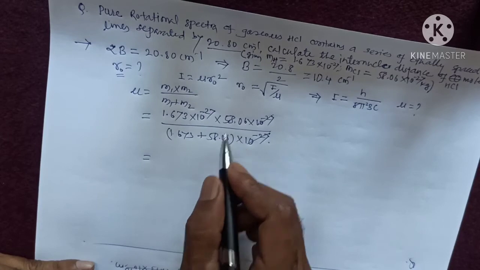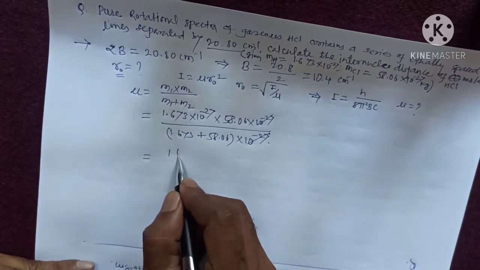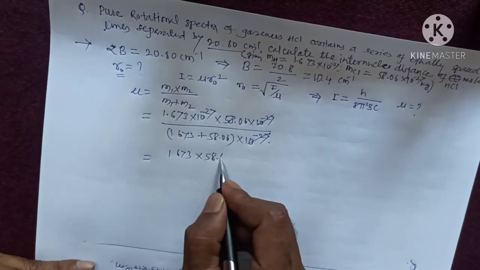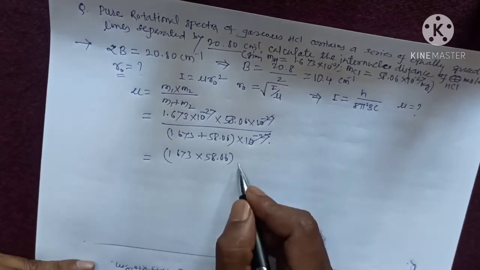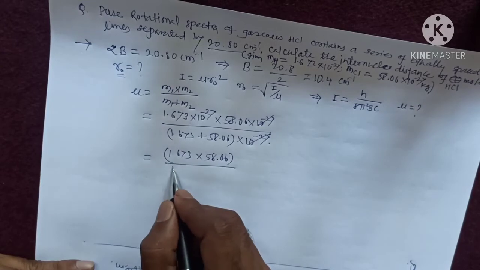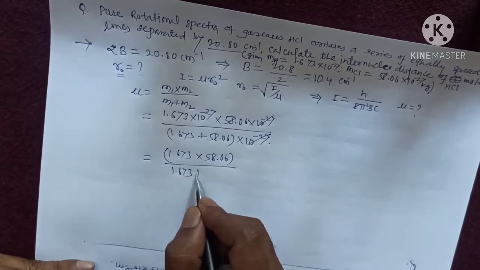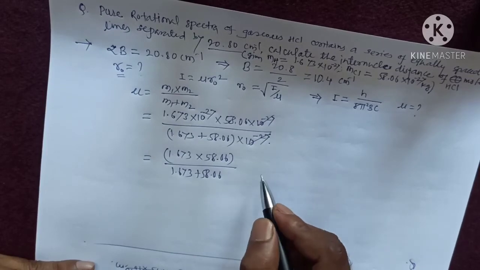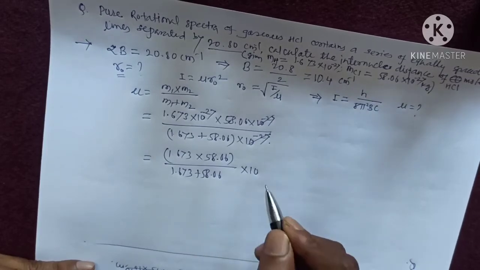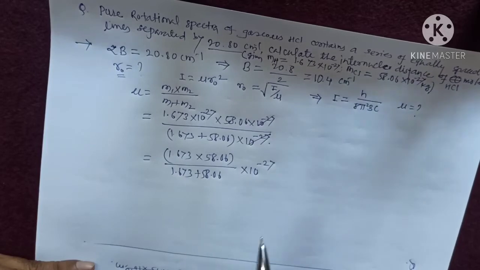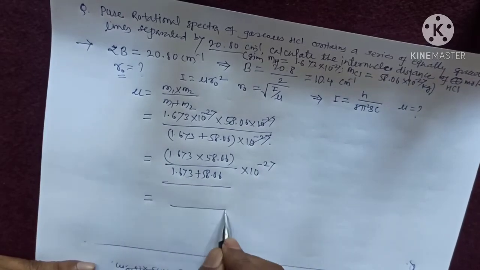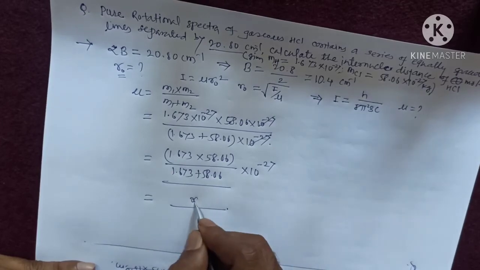So this multiplied by this: 1.673 into 58.06 divided by 1.673 plus 58.06 into 10 raised to minus 27. You need to calculate this. Okay, you just calculate this value, it will be x.